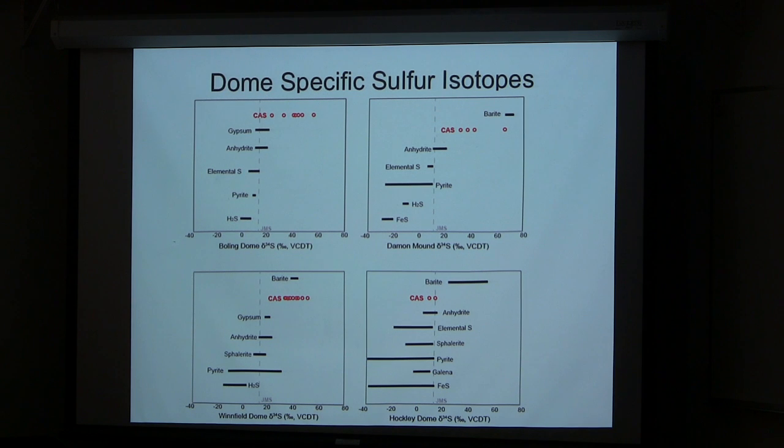Specifically, when looking at Hockley Dome in this bottom right-hand corner, our CAS values aren't really enriched at all relative to our source sulfate. We believe that this is due to contamination of the Hockley samples with sulfide. The Hockley Dome samples do contain a very large amount of sulfide, and it's been shown that samples that contain a lot of sulfide can lead to contamination as well as the overall lowering within this sulfur isotope value.